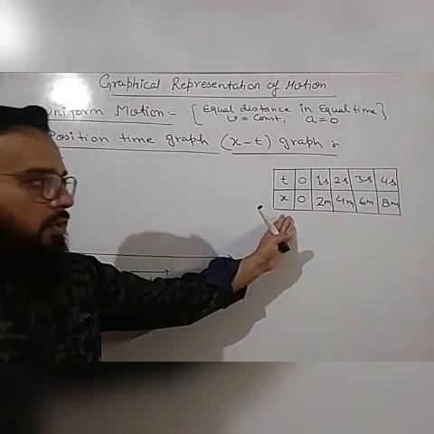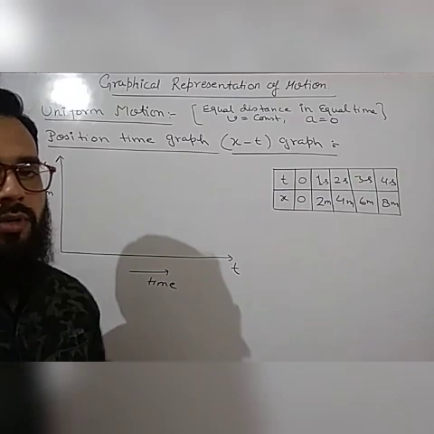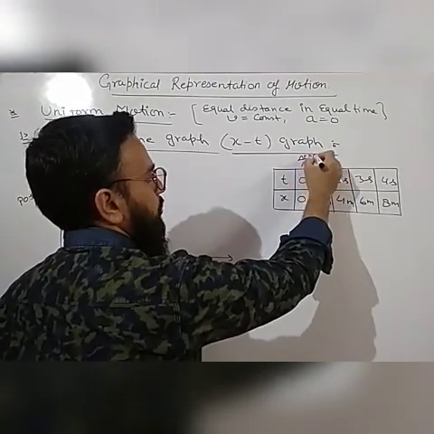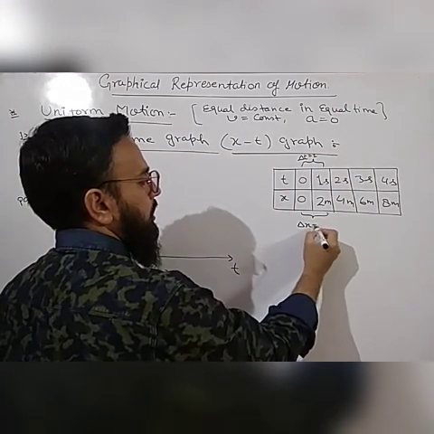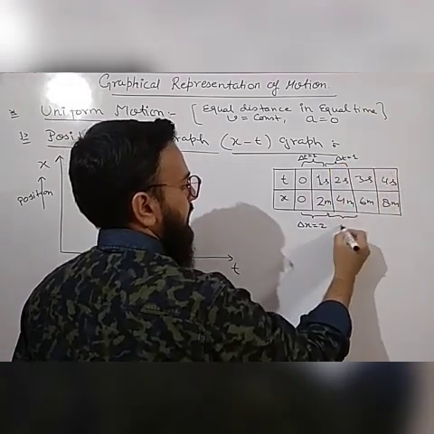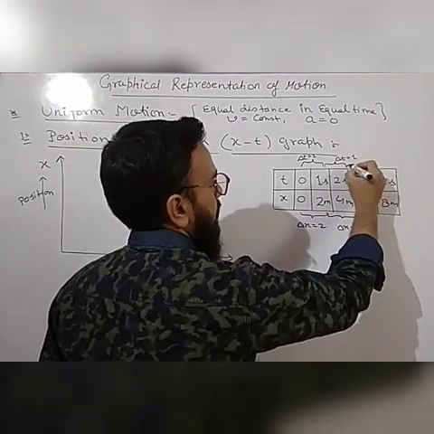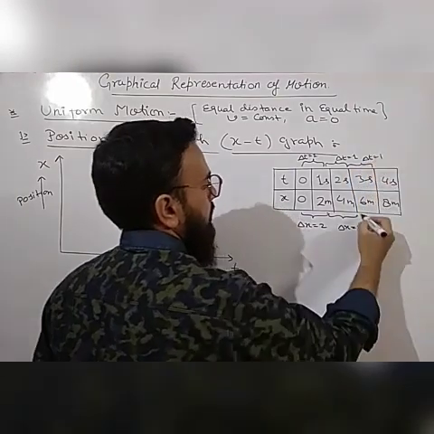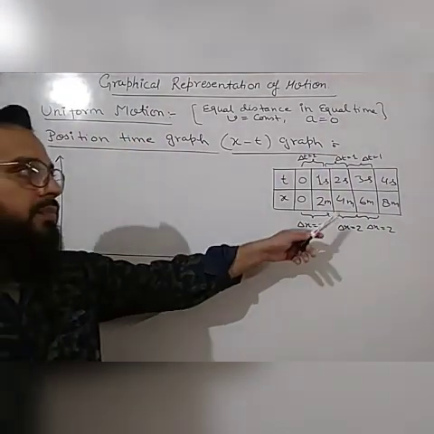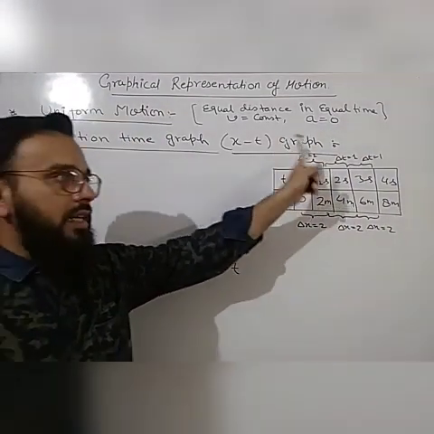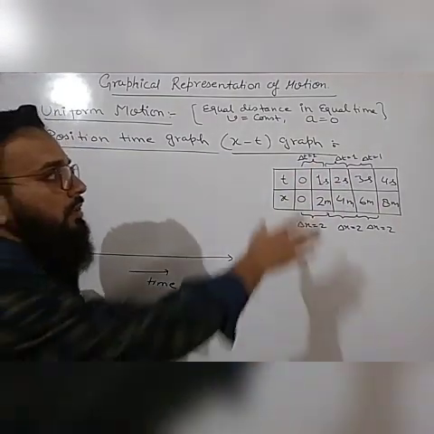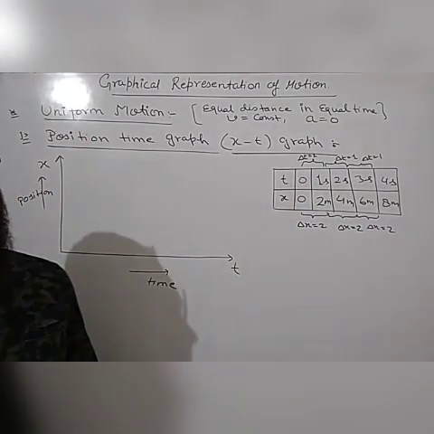If you draw a table like this, then this is a table of uniform motion. Why? Because in every 1 second, delta t is equal to 1 and delta x is equal to 2. In this interval also, delta t is equal to 1 and delta x is equal to 2, and in all the intervals in this table, for a time interval of 1 second, the position changes by 2 meter. It means this particular table represents a uniform motion.